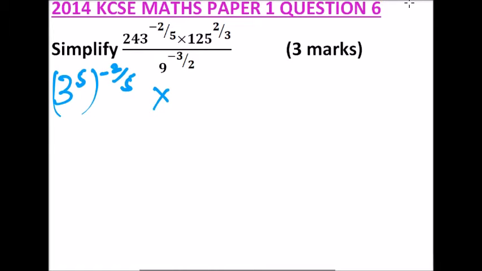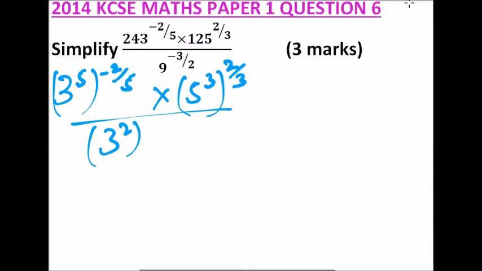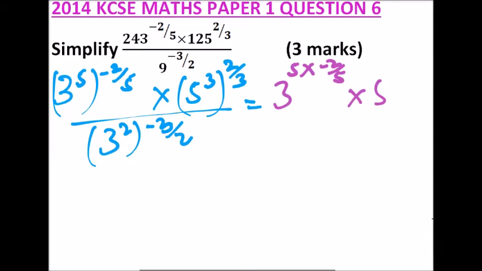You multiply by 125, which is the same as 5 cubed, which you can put inside the bracket. We have 2 over 3. All this is divided by 3 squared in a bracket, minus 3 over 2. So this is equal to, when you open the bracket, we have 3 to power 5 multiplied by minus 2 over 5, multiplied by 5 to power 3, multiplied by 2 over 3. All this is divided by 3 to power 2 multiplied by minus 3 over 2.